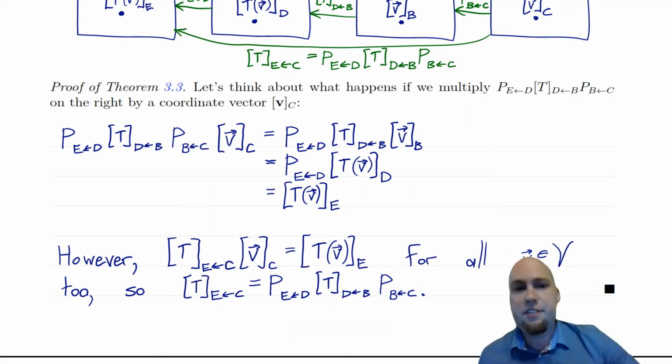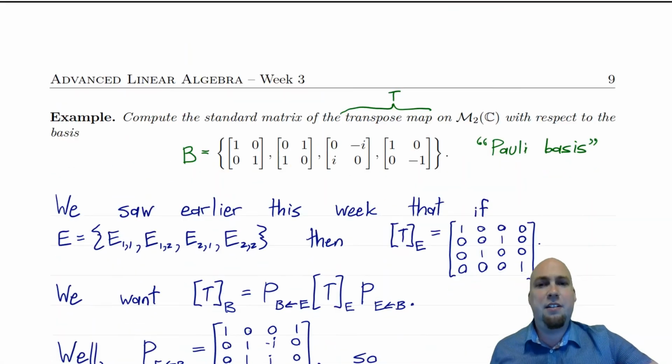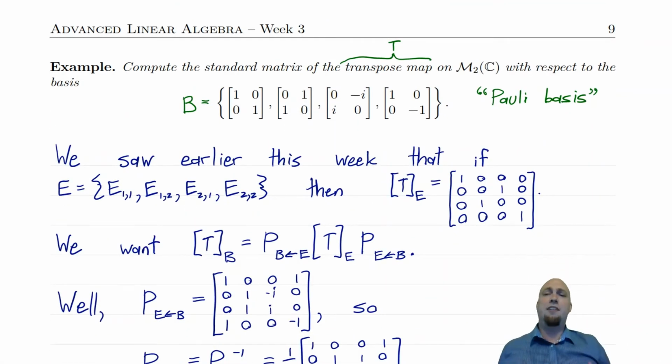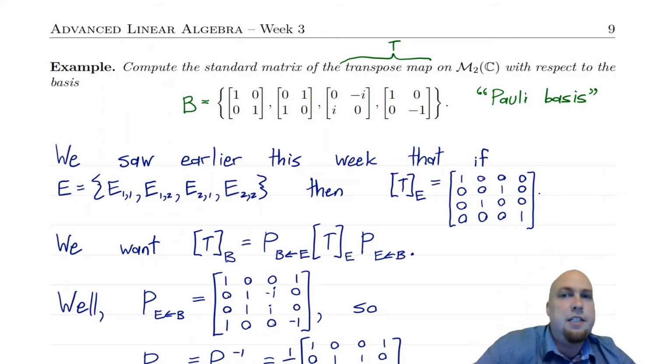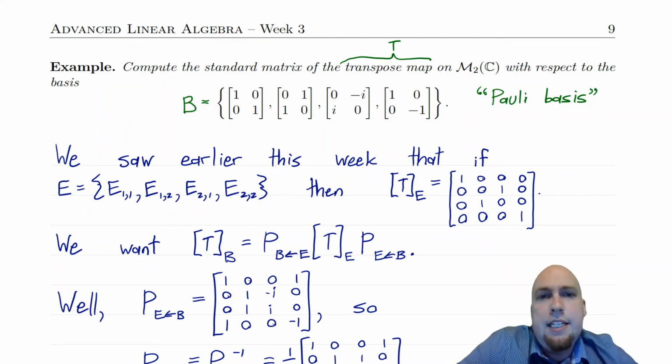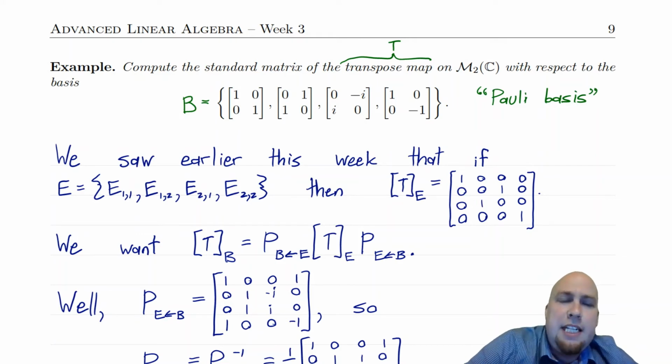Okay, so that's the theorem, and hopefully we've motivated it well enough now. Let's do an example to see how this actually works, to see what sort of stuff we can do with it. Okay, so what we're going to do now is compute the standard matrix of the transpose map with respect to this sort of weird basis here.